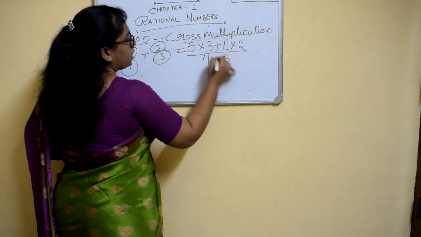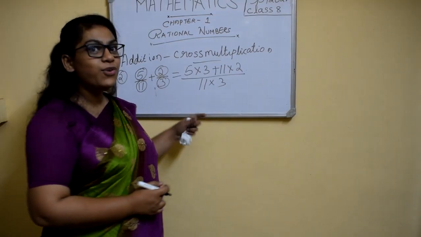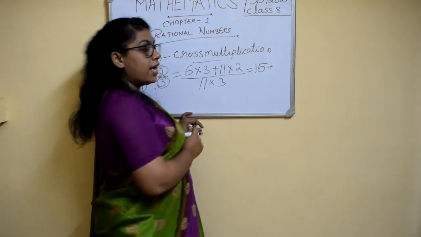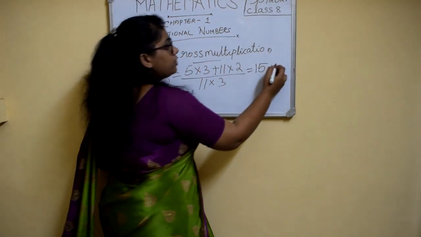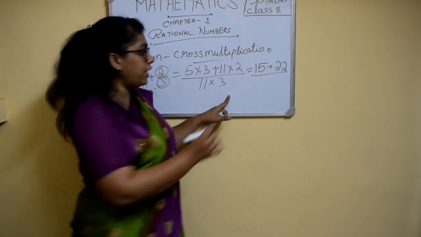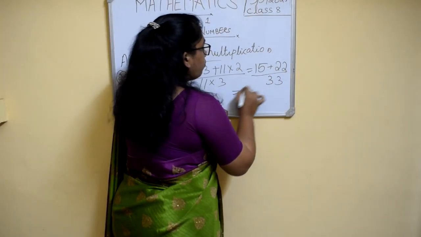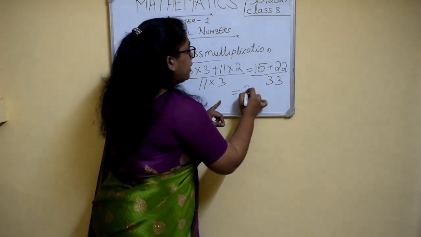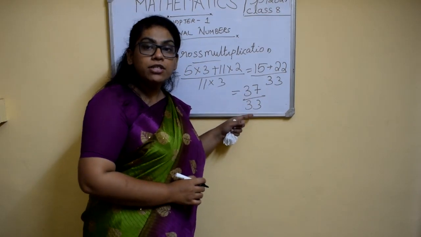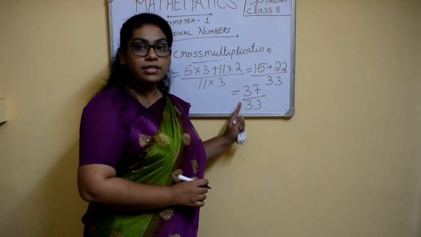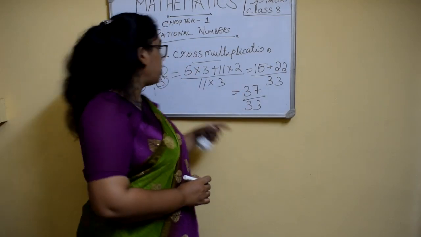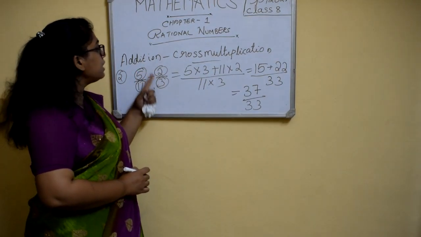What is the answer? 5 into 3 is equal to 15. 11 into 2 is 22. All divided by 11 into 3, that is 33. What is the sum of 15 and 22? That is 37 divided by 33. Is there any common factor between them? No, there is no common factor between them. So we can say that 37 by 33 is the answer of 5 by 11 plus 2 by 3.